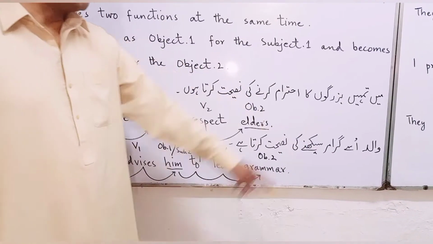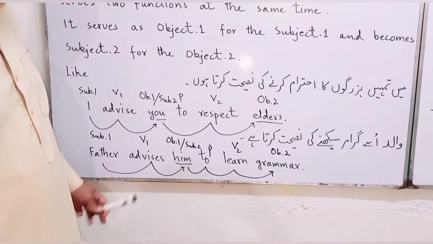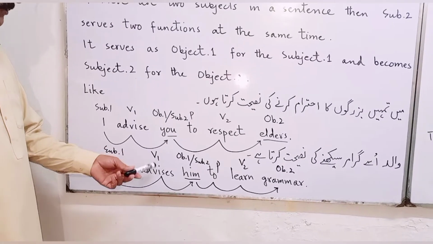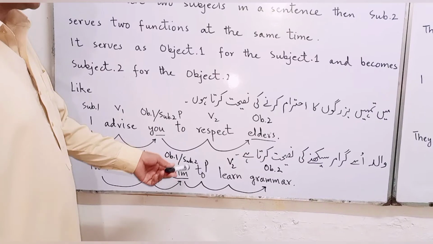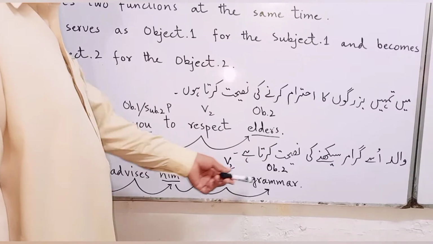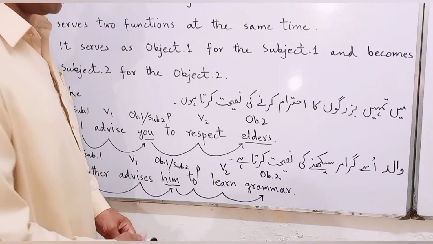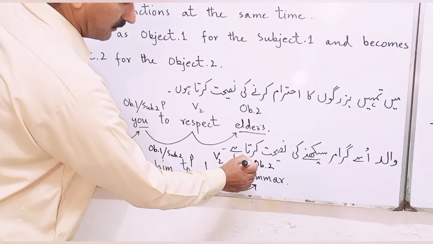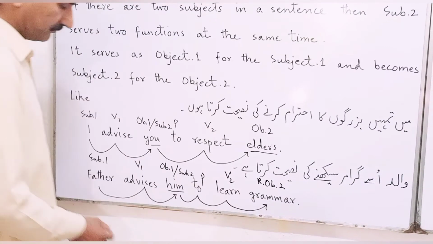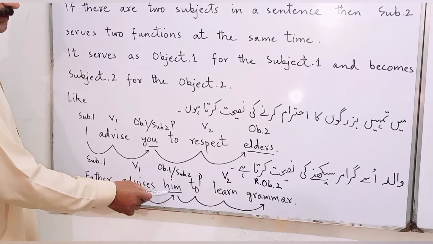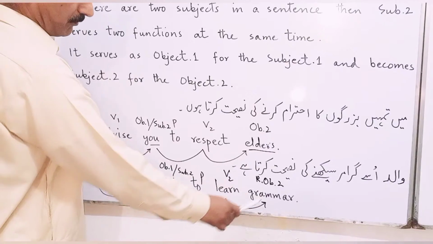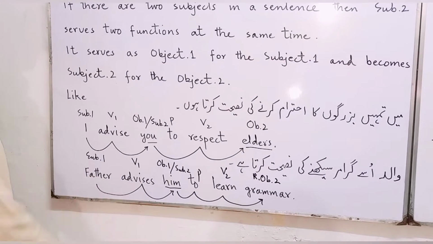वालिद उसे ग्रामर सीखने की नसीहत करता है. Let's check the order of the words. Father is our subject 1, advises is the verb 1 and him serves as object 1 and subject second, means it serves as an indirect object. To is a preposition, learn is verb second and object grammar is our object second or real object. Now father advises him to learn grammar. वालिद नसीहत करता है उसे ग्रामर सीखने की. वालिद उसे ग्रामर सीखने की नसीहत करता है.